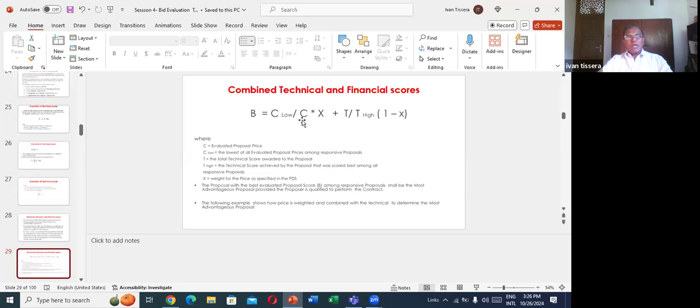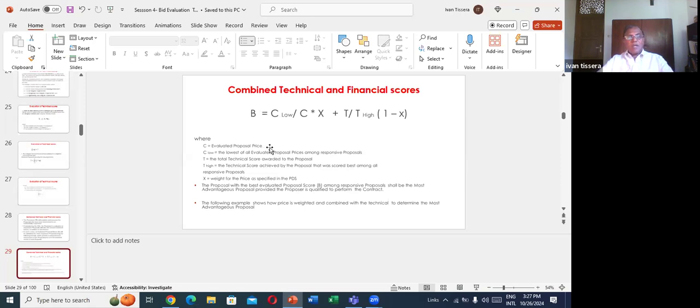For example, if you calculate A, it was 100,000, can you remember? Into X. X is the weightage. Say out of 100, 40 is cost, right? Plus T divided by T high. What is the highest one? Times 1 minus X. If you have given 40% here, 1 minus X means 60%. So that is how you must understand.